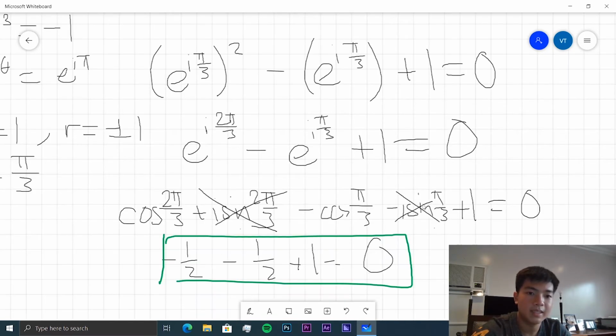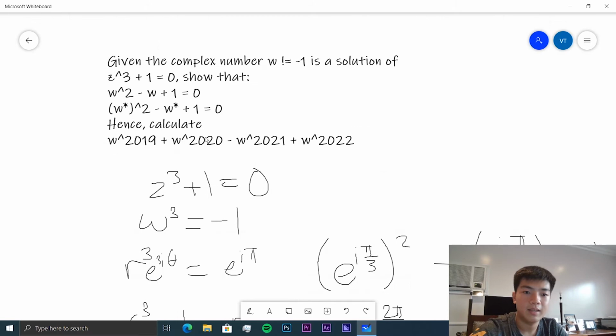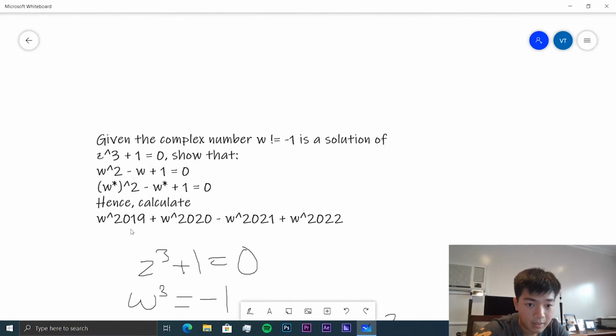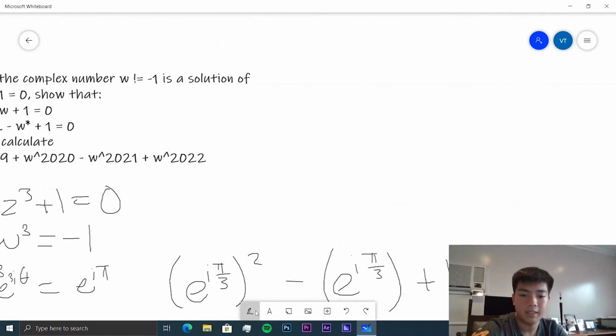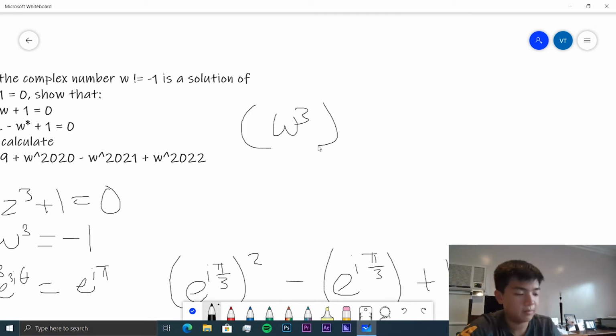And next, because this number is a solution, of course its conjugate also needs to be a solution to this equation. So it follows. And so finally, we need to calculate this sum: w to the 2019 plus w to the 2020 minus w to the 2021 plus w to the 2022. What we can do here is factorize this. We have w cubed. Well, 2019 is divisible by 3, right? So we can factor that one out.